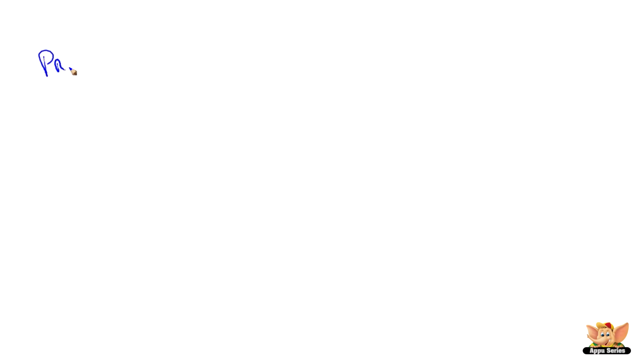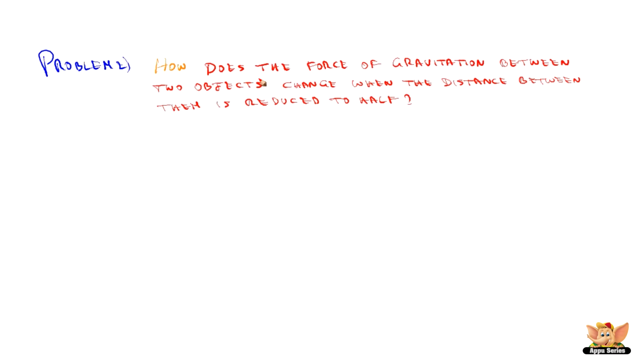Let's see the next problem. How does the force of gravitation between two objects change when the distance between them is reduced to half? So when the distance between them is reduced to half, that is, r is reduced to half, then what is the effect on the force of gravitation?